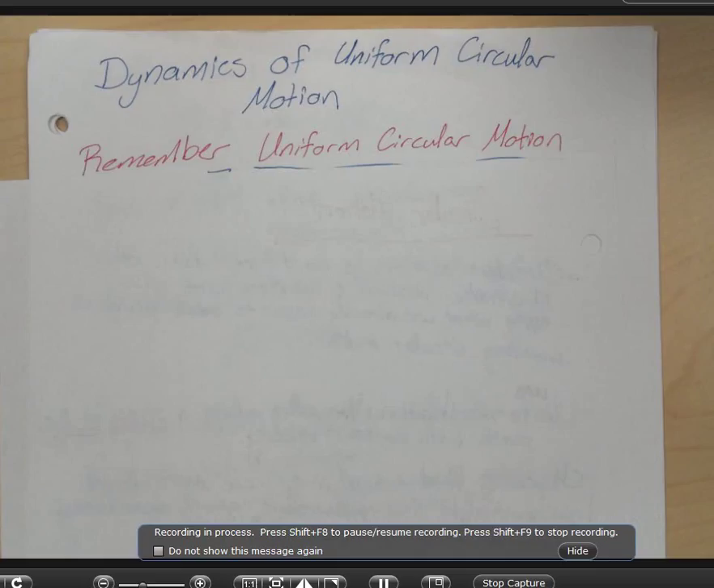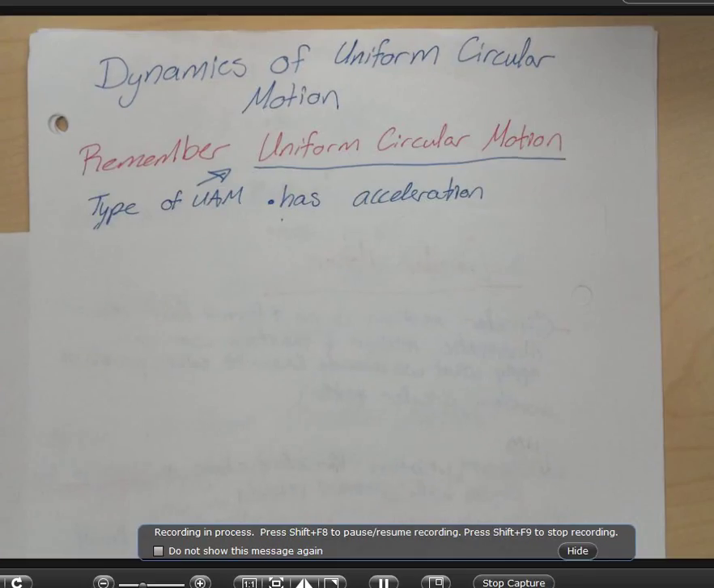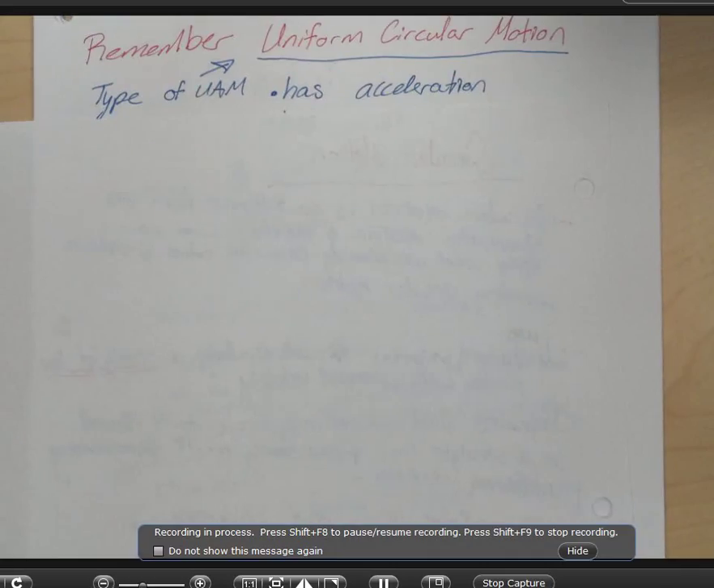In our first circular motion lecture, we talked about the kinematics of uniform circular motion. We talked about the fact that uniform circular motion is a type of uniform accelerated motion, and that means that it has acceleration, and that means that it has a net force. So in this lecture, we're going to be focusing on the dynamics, or the force application, of circular motion.